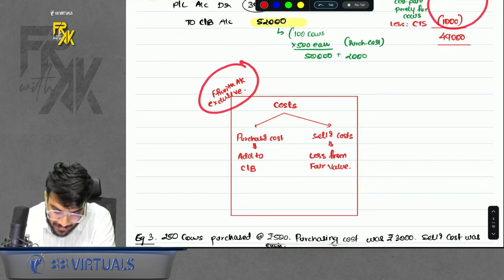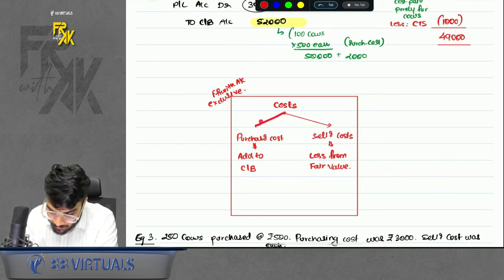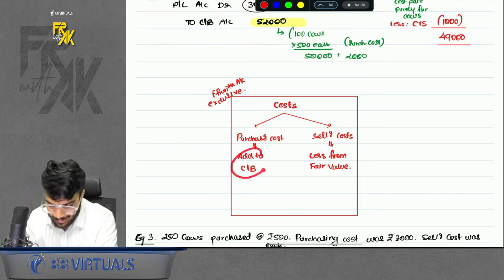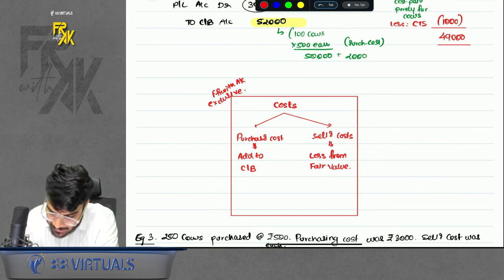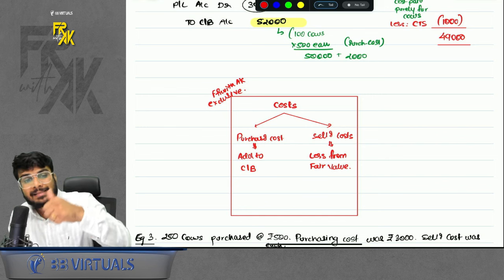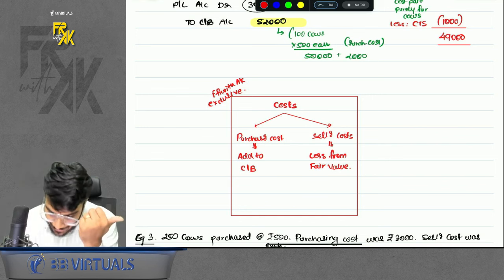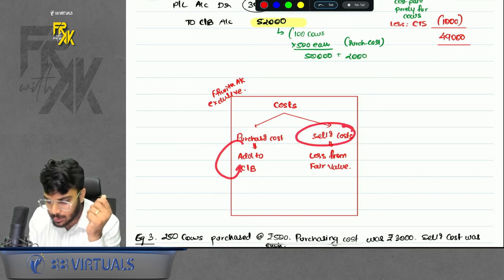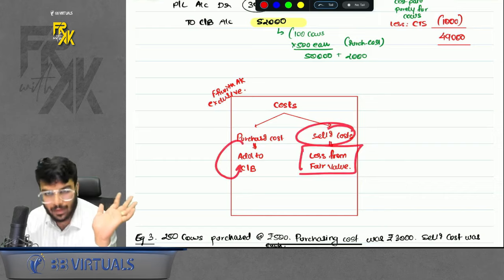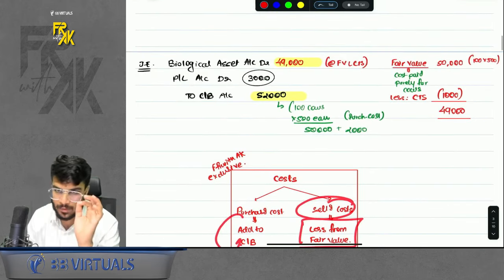This is a Farvidhic exclusive hint. What is it? If you have any purchase cost in the question, you will add it to cash bank. If you have any selling cost in the question, you will deduct it from fair value. If there is any cost which is incurred by both the seller and the purchaser, in that case that cost will also get added to cash bank and will also get deducted from the fair value. Okay, and whatever the difference is, it will get transferred to profit and loss.